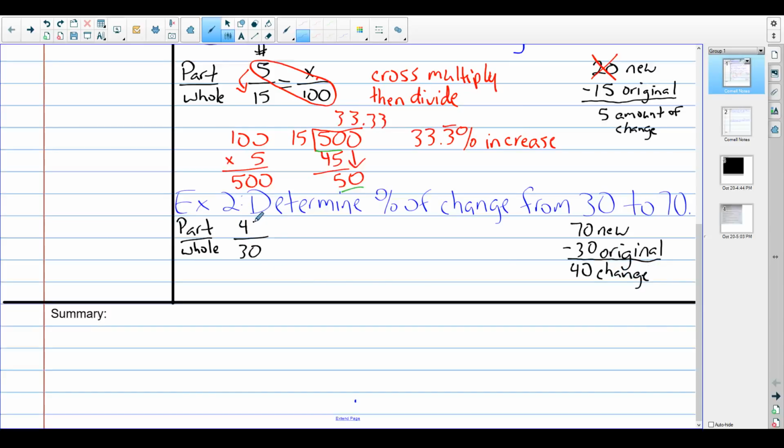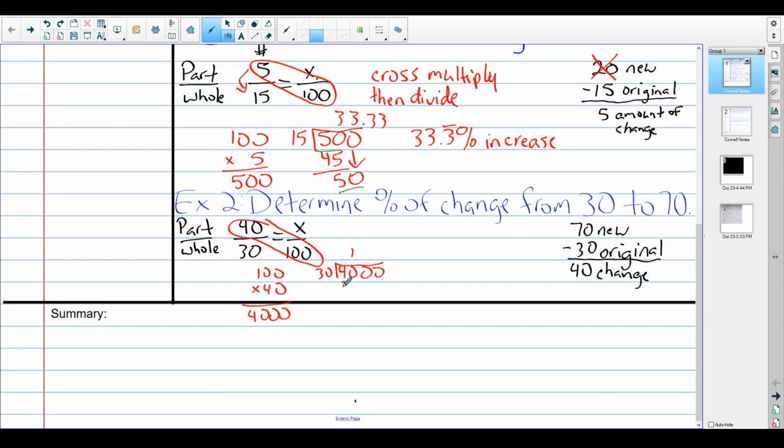So that's the amount of change. That's our part. So notice here this is an improper fraction, which means our percentage for the first time in a while is going to be more than 100. Spoilers. So we're still determining percent. This is still x. This is pretty common. Most of the examples you're going to see, it's going to be x over 100. So then we cross multiply. So 100 times 40 is 4,000. And then we have 4,000 divided by 30.